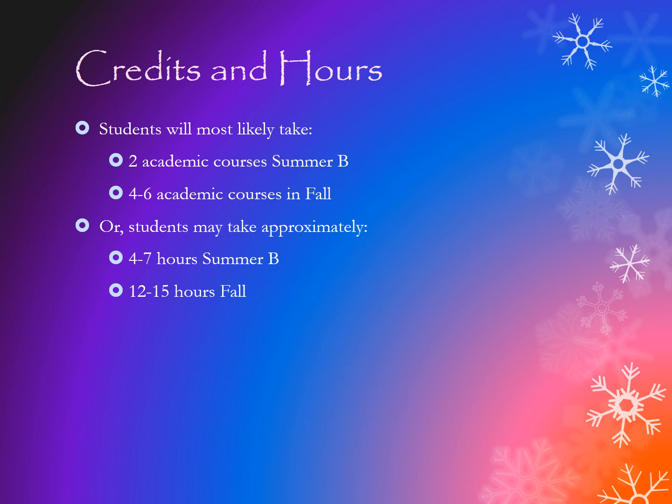So students will most likely take 2 academic courses summer B and 4 to 6 academic courses in fall. Or you can also say it, students may take approximately 4 to 7 hours summer B or 12 to 15 hours in fall. The reason I like to specify both is because if you say to a student, okay, I really want you to take 12 to 15 hours in fall, and they took 12 one-credit classes, which I recognize is unlikely, but let's say they did, that is a very different course load than taking 4 3-credit classes, which is also going to be 12.